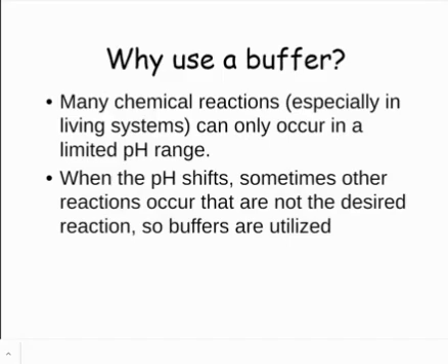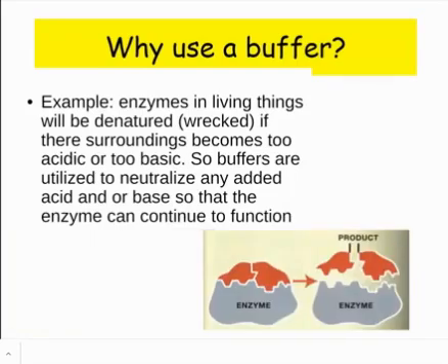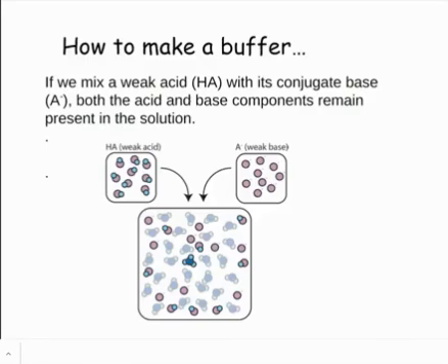So when pH shifts, sometimes other reactions occur that are not desired. Buffers help control that also. A good example of this is enzymes in the body. If the pH becomes a little bit off, it denatures or wrecks the enzymes. So if we make a weak acid and its conjugate base, if we add both of these things to a system, they both remain present in the system.